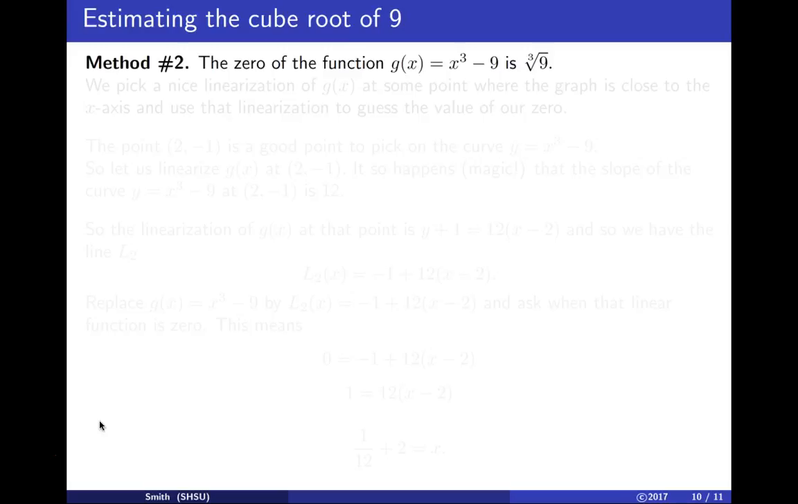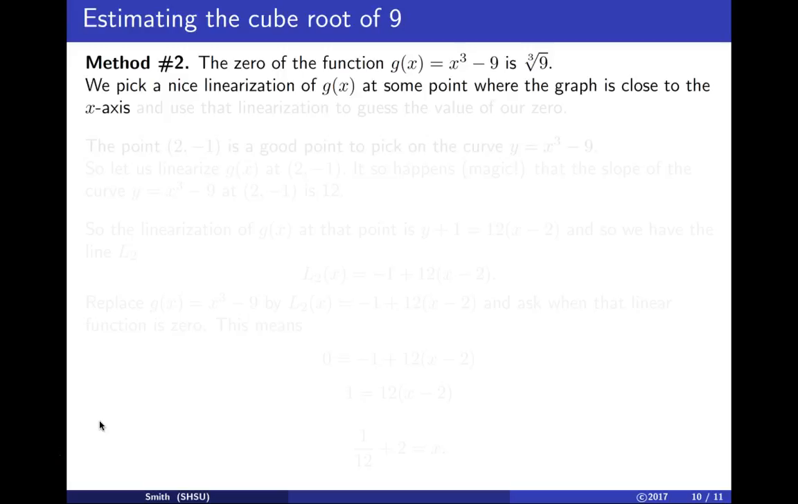One more problem. Let's find the zero of this function. The zero of the function x cubed minus 9 is the cube root of 9, so we're getting ready to estimate the cube root of 9 in a different way. We're going to look at this function, g of x, which is not a line, and find a nice linearization at some point on the graph where the graph is close to the x-axis, because I'm really trying to figure out where y is 0. We're going to use that linearization to guess the value of our zero.